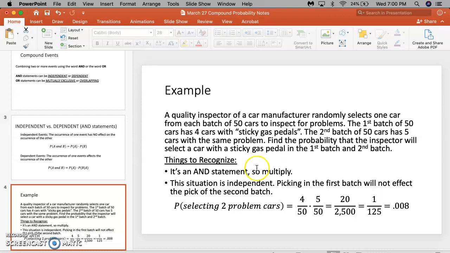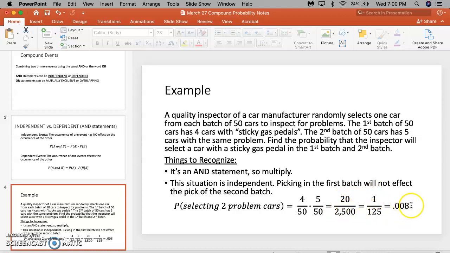So you have the first batch of 50 and then the second batch of 50. These are going to be independent because when I pick from the first batch, that's not going to affect the probability in the second batch, because they're two totally different batches of 50 cars. So I'm going to do the probability of A times the probability of B. The probability of choosing a sticky gas pedal car in the first batch is 4 out of a total of 50, times the probability of B, picking a sticky gas pedal car in the second batch, which is 5 over 50. That gives you 20 over 2,500, which simplifies to 1 over 25.